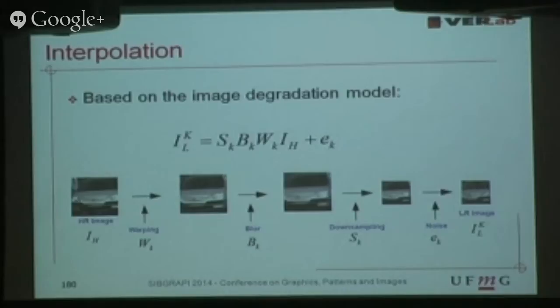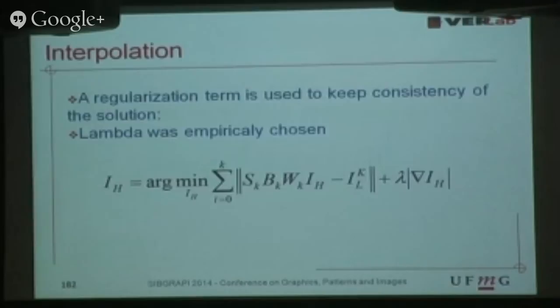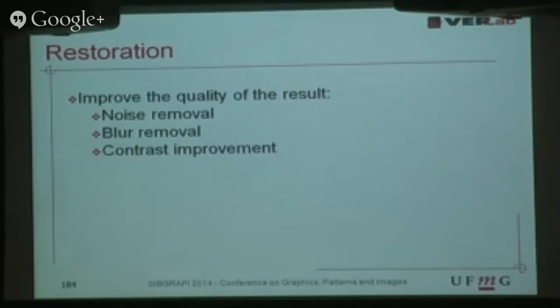And you know, as an inverse problem, you have to work with optimization techniques. So again, that's what is expressed here. So we want to find a high-resolution image, IH, that better explains the set of low-resolution images, ILK, that went through this transformation. So we want to basically find the IH that minimizes this objective function. So we use a regularization term for consistency of the solution. Okay, and this lambda, I say empirically chosen, actually was trial and error to find what the value of lambda was.